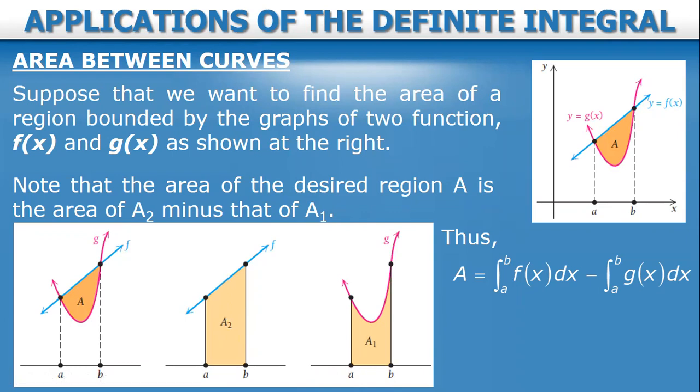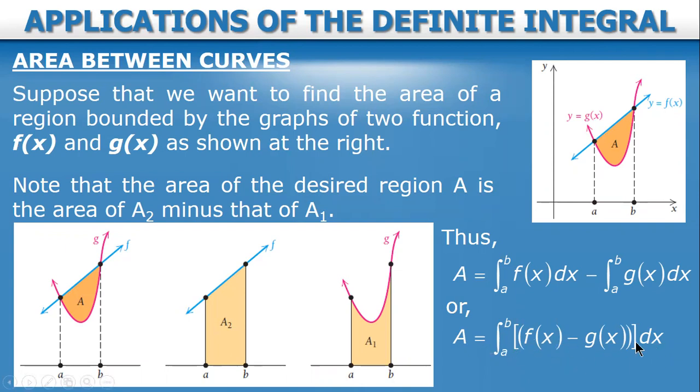And the area is the region under the graph. So we can combine this using a property of integration, and we have this one. A is equal to the integral of f of x minus g of x dx from a to b. So for this one, always remember that for two curves, the area in between two curves is equal to this.